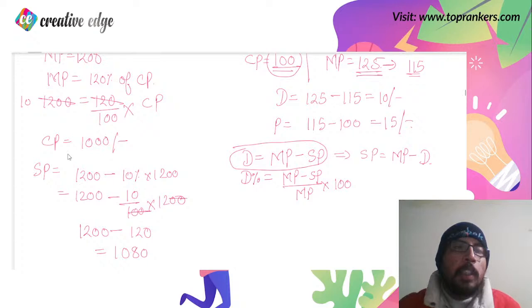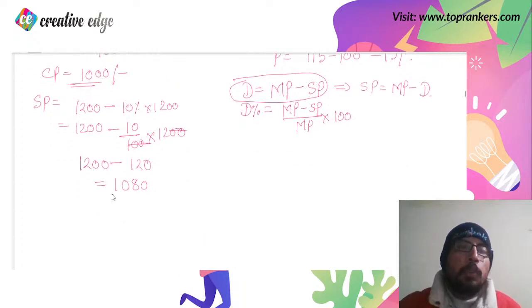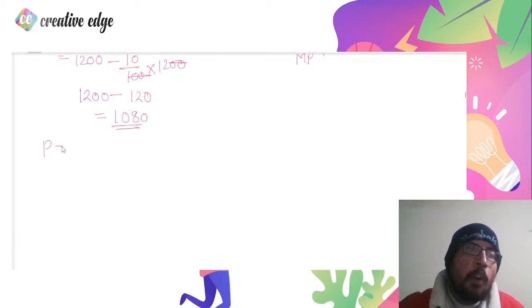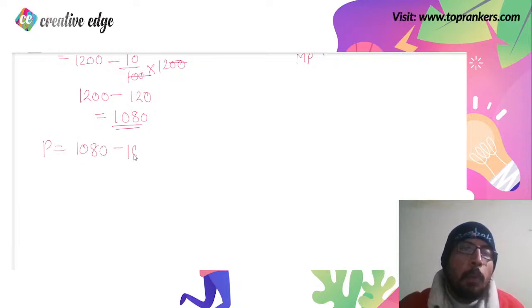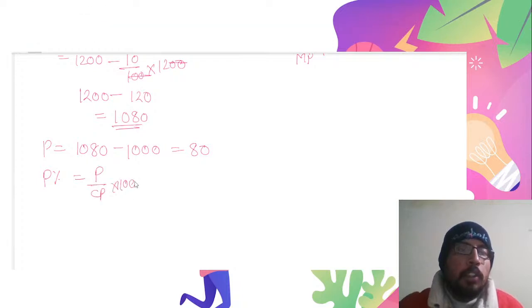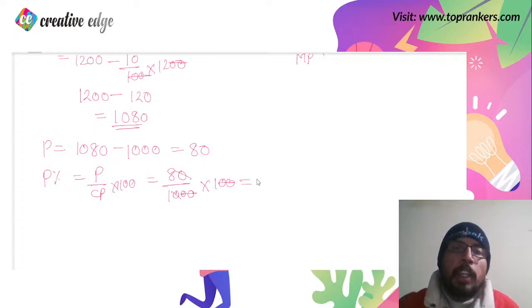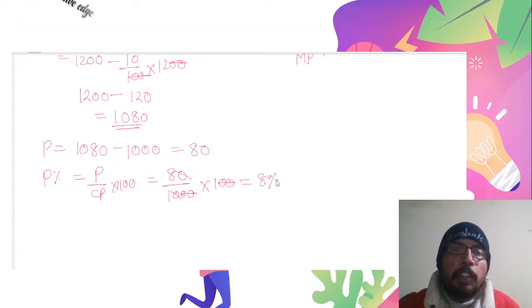So my cost price is 1000, my selling price is 1080. So obviously I am gaining rupees 80. My profit is 1080 minus 1000, which is 80. That means profit percent should be equal to profit upon CP into 100. So profit is 80, CP is 1000, into 100. So 00 and 00 got cancelled, single 0 and single 0 got cancelled. I would be getting 8 as my percentage of profit.